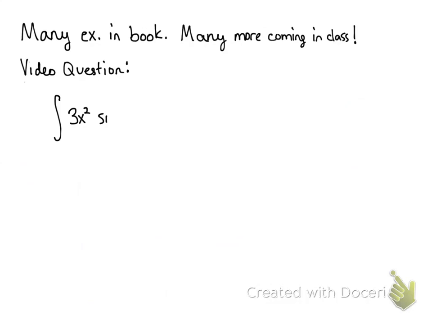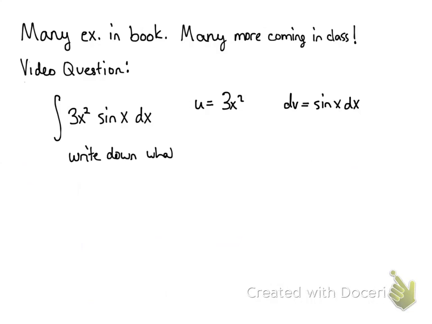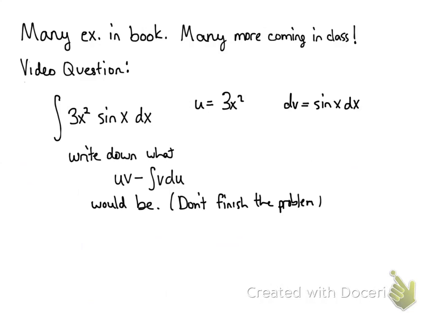The video question is, if you're doing this integral with integration by parts, we pick u to be 3x squared and dv to be the rest of it, sine x dx. What would uv minus the integral of v du look like, right? So what would the integration by parts formula give you? Don't finish it. You don't need to keep going. Just write down what that would look like. Bring it to class, and I will see you there.